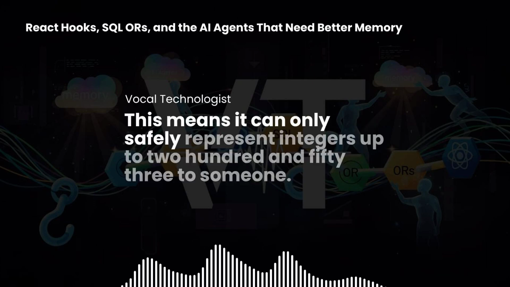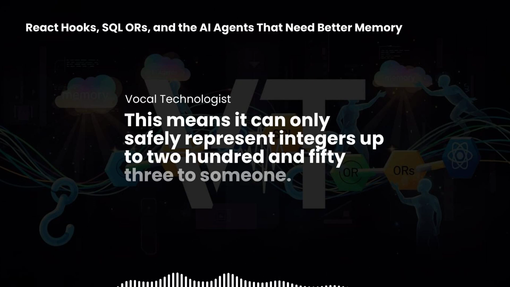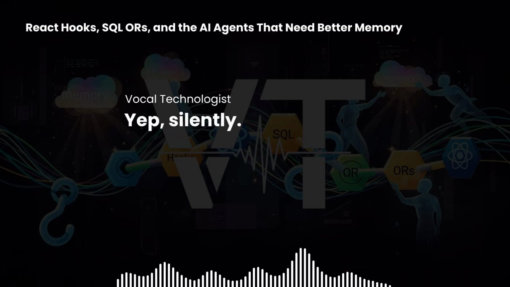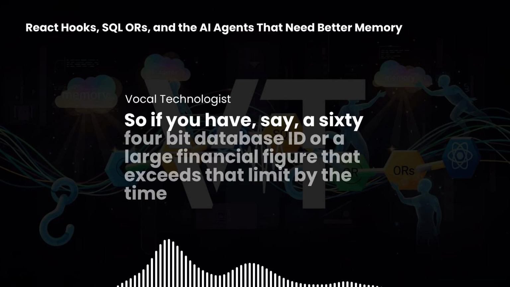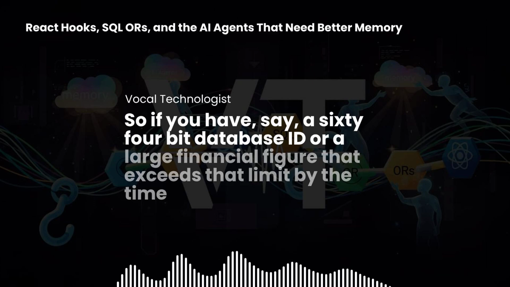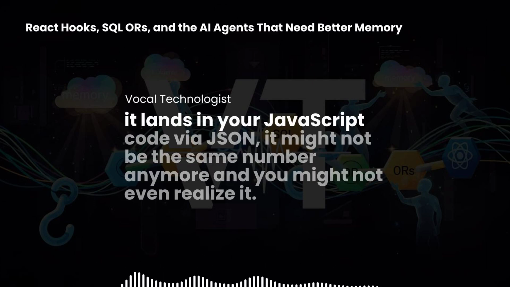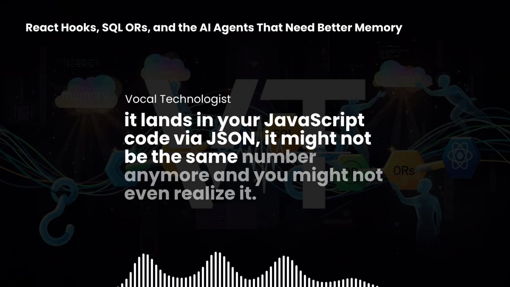This means it can only safely represent integers up to 2^53 - 1. Anything larger loses precision. Gets rounded or changed silently. Yep, silently. So if you have, say, a 64-bit database ID or a large financial figure that exceeds that limit, by the time it lands in your JavaScript code via JSON, it might not be the same number anymore. And you might not even realize it.